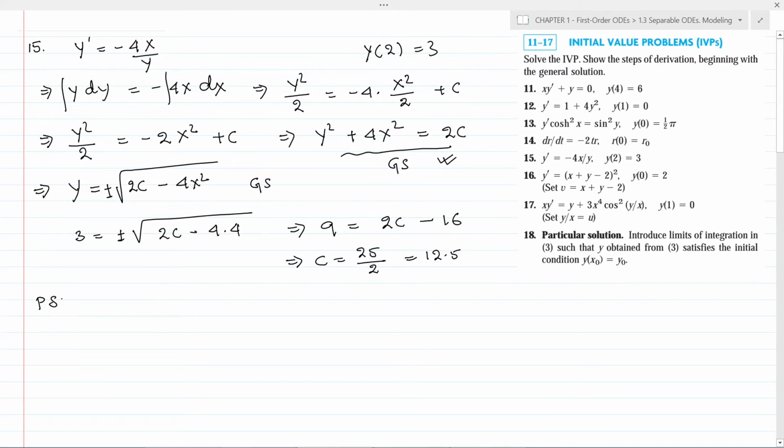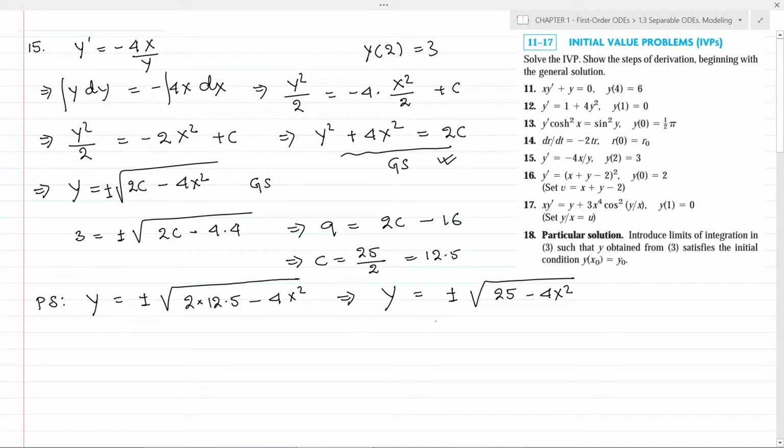We get the particular solution by substituting this value of c into the general solution, and we get y is equal to plus or minus square root of 2 multiplied by 12.5 minus 4x square, which implies y is equal to plus or minus square root of 25 minus 4x square, and this is the particular solution of the differential equation, and this is an equation of an ellipse.